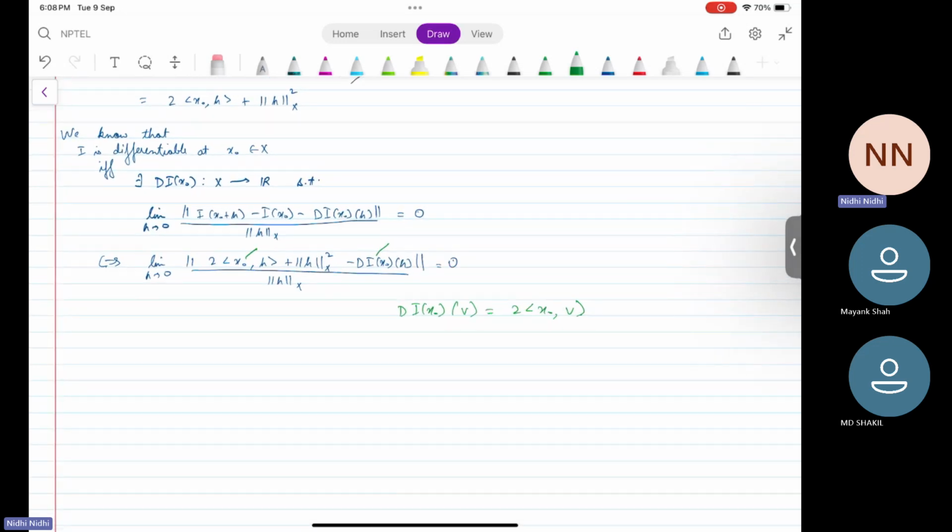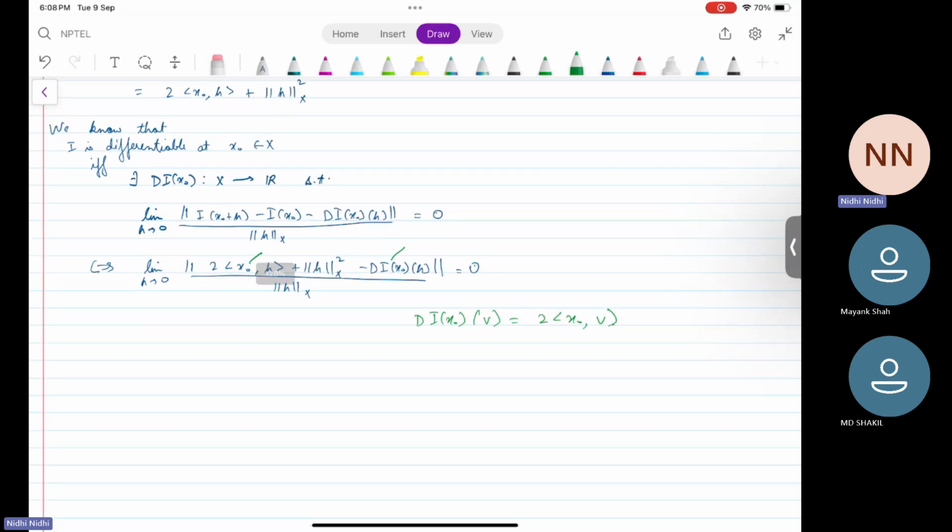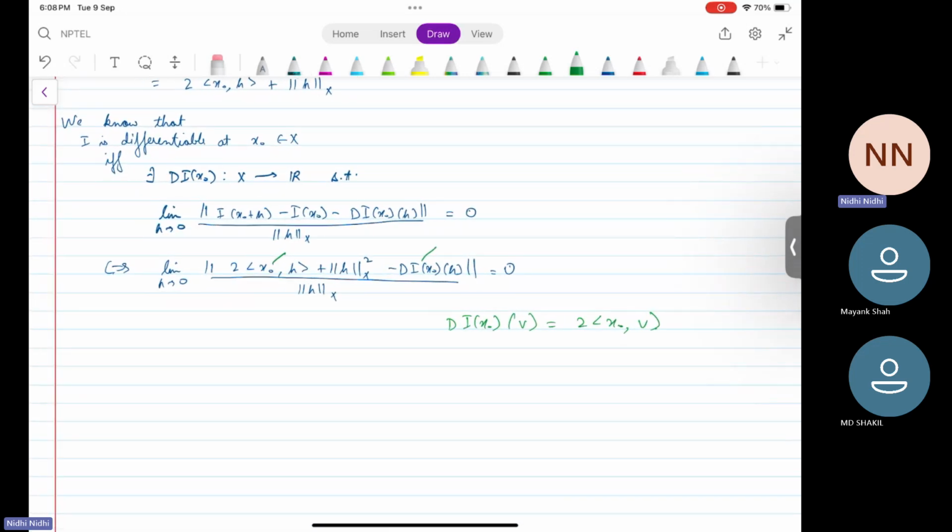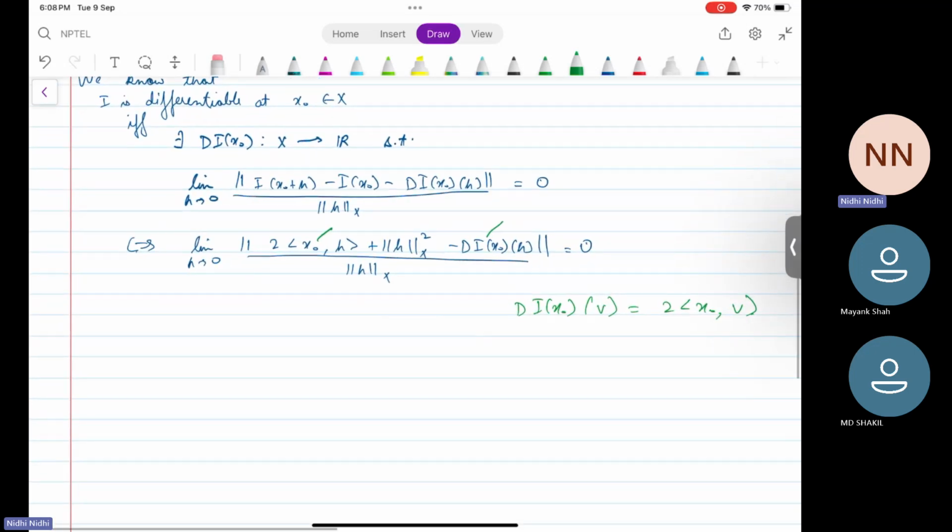So it is kind of back calculation. We wanted to see whether the function is differentiable or not. We know that it is differentiable if and only if this condition holds. Now we'll look for a function dI such that this condition holds. So eventually we'll get that the function is differentiable. So yeah, it is kind of a clever approach.